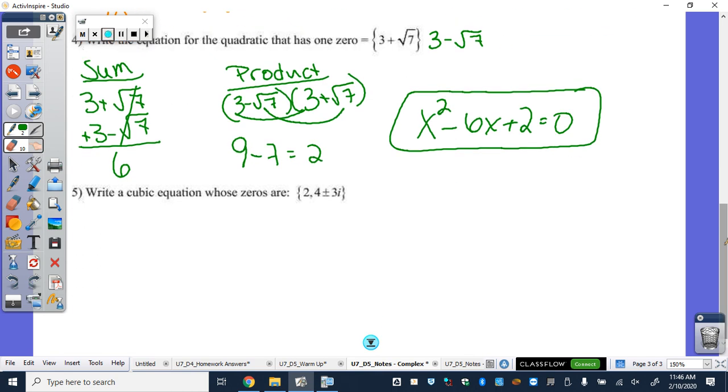So then our fifth one here, it wants us to write a cubic equation, and they gave us the 3 roots: 2, and then 4 plus 3i, and then 4 minus 3i. So what you want to do is start with writing the quadratic using your 2 i's, and then multiply everything out with the 2. So find the sum first of the 4 plus 3i and the 4 minus the 3i. Our 3i's cancel, so we have a sum of 8.